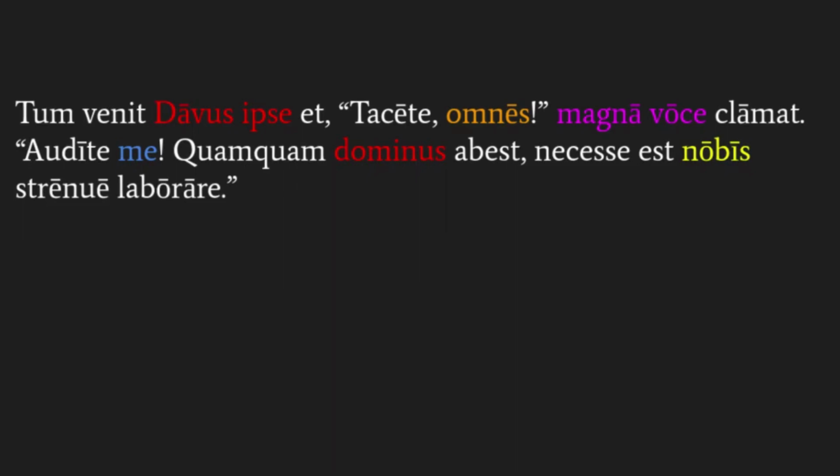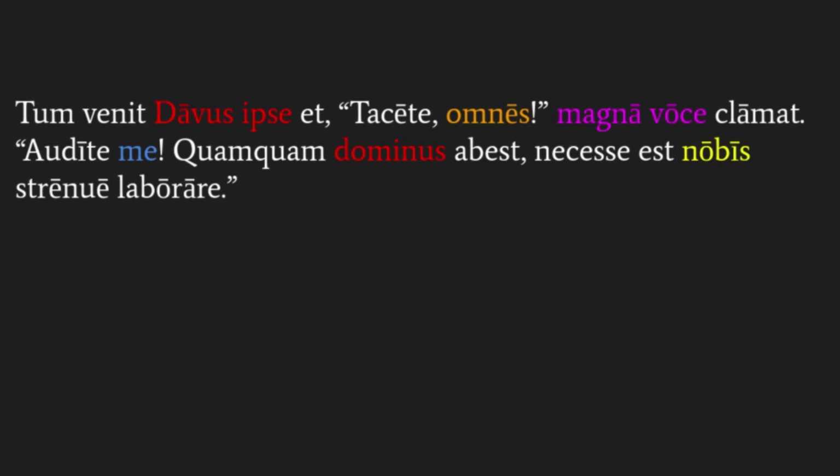Tum venit Davus ipse, et tacete omnes magna voce clamat. So tum means then. So then Davus himself, Davus ipse, comes, venit, right? So Davus himself comes and he shouts, clamat magna voce. Here's the ablative. It's saying how he shouted. He shouted in a loud voice, right? And he shouts, tacete omnes. Tacete is a plural positive imperative. So it's tacere, which means to be quiet. You've dropped the RE, so tace would be if you're telling one person to be quiet. The TE here is saying you're telling more than one person to be quiet, which makes sense because you have the vocative omnes, which means everyone. So he shouts in a loud voice, tacete omnes, be quiet, everyone.